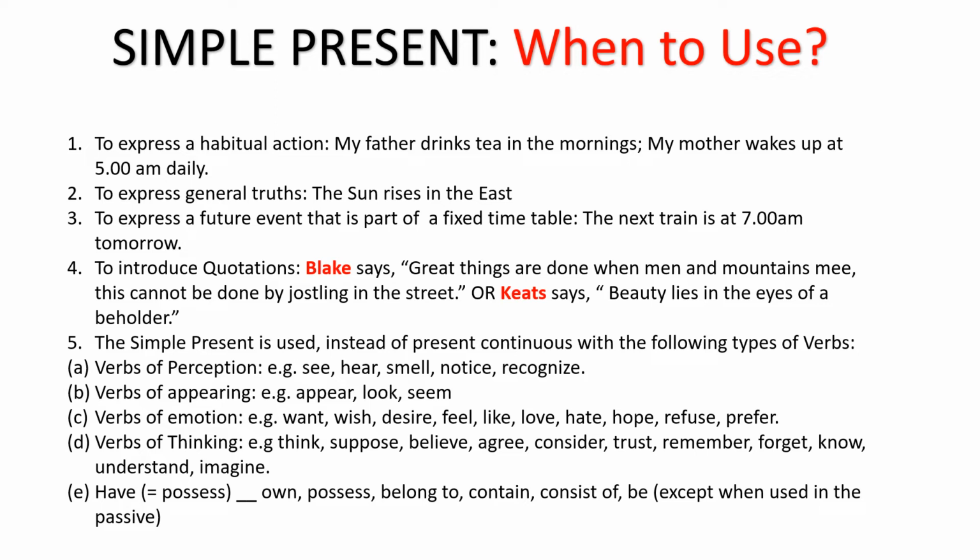When we quote some famous people, for instance, we can write in simple present: Blake says, Keats says. Something like this: Beauty lies in the eyes of a beholder, and likewise. Now, there are a few things which we do not use in present continuous, and only simple present tense is used. There are different types of verbs. Which are those verbs? These are the verbs of perception. What do you mean by perception? Something which you can smell, something which you are able to perceive basically.